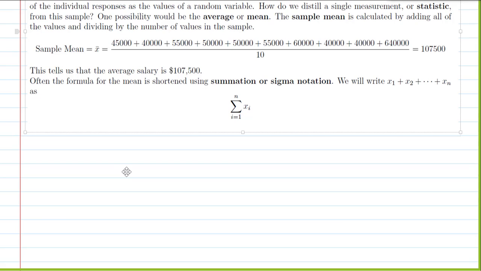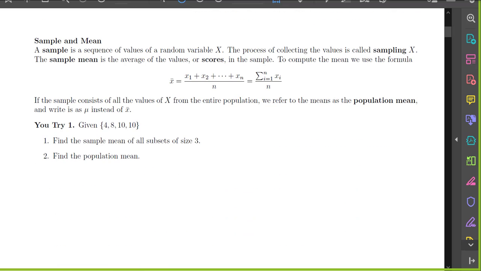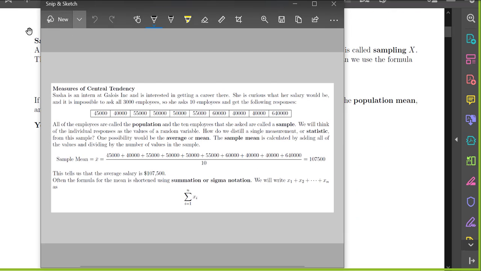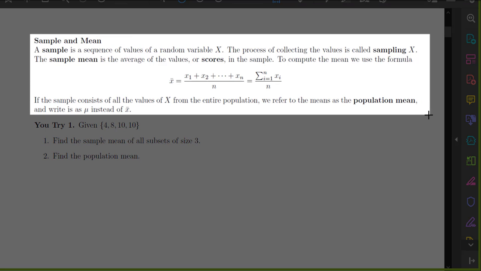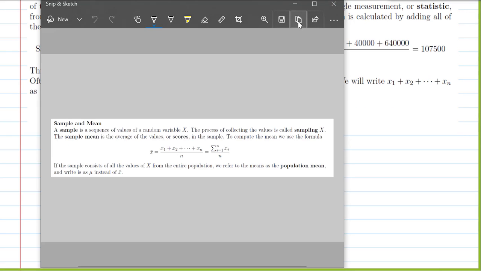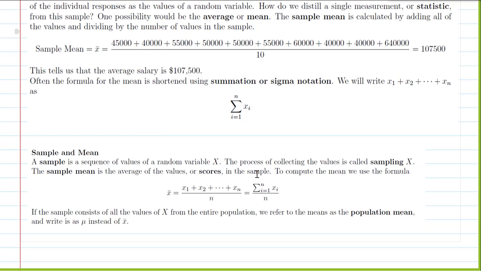So the formula is often shortened using sigma notation, which is if we want to add up a whole bunch of things, instead of writing x1 plus x2 plus dot dot dot all the way out to xn, we write it using sigma, the sum, as i goes from 1 to n of the x sub i's. All right, so talking about means, which is our technical word for averages, we can write that formula more succinctly using our sigma notation as follows.